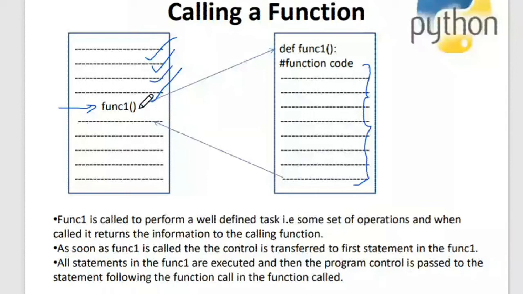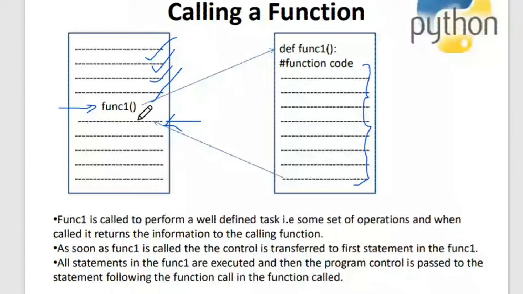So there are still more statements. If this is the last statement in the main function, this will end over here. But there are still more statements over here, 5 statements after the function call. So after the function is executed, the control will come back to the immediate next statement after the function call, and those statements in the main will execute.